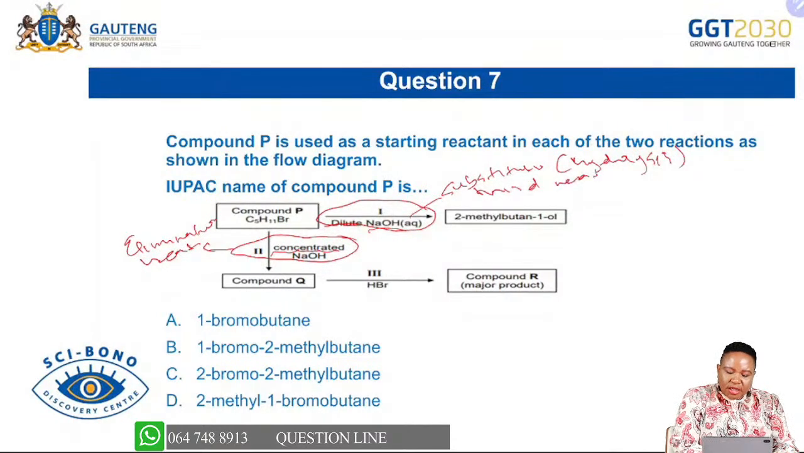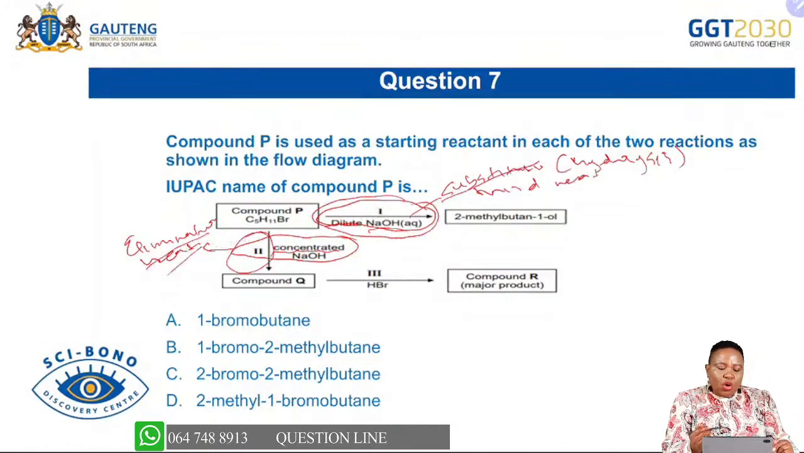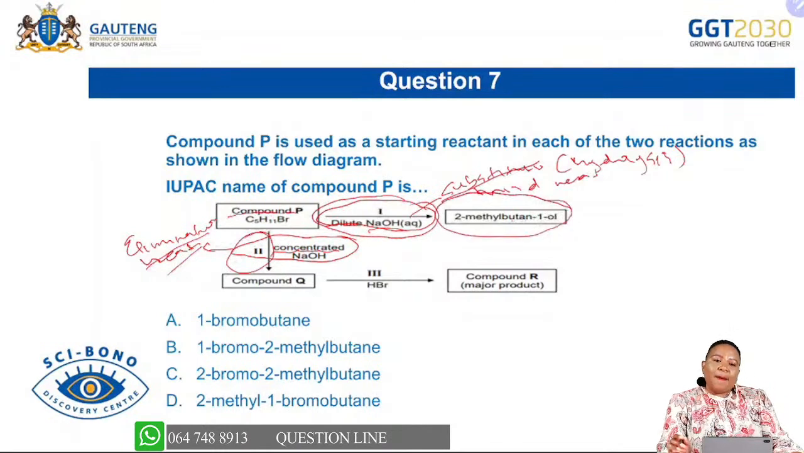So already you know that reaction 1 is a substitution reaction. Reaction 2 is an elimination reaction. The only thing that you just need to ask yourself is, what are we eliminating? What are we substituting? So we are given a compound P here, which is C5H11Br. It forms 2-methylbutan-1-ol. Already the product that is formed has a branch. So it already tells us that if you are forming a product that has a branch and you are doing substitution, it means even your original compound had a branch.